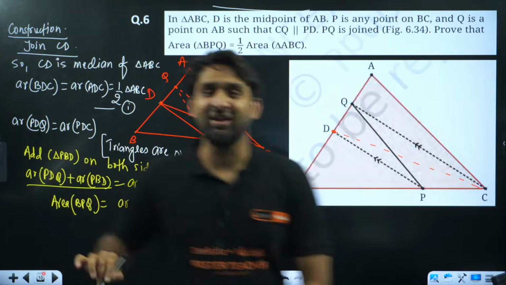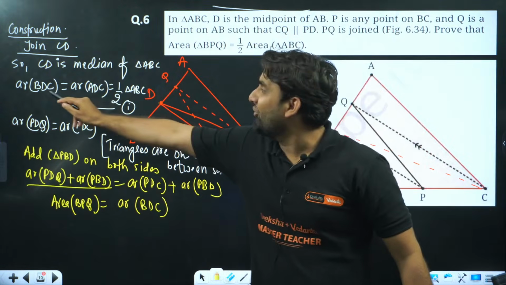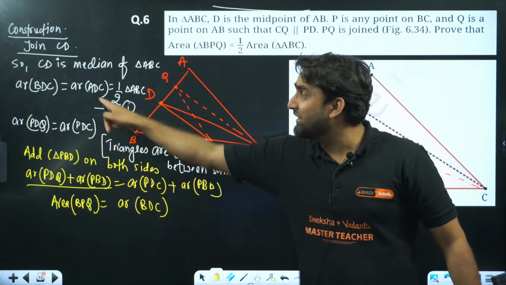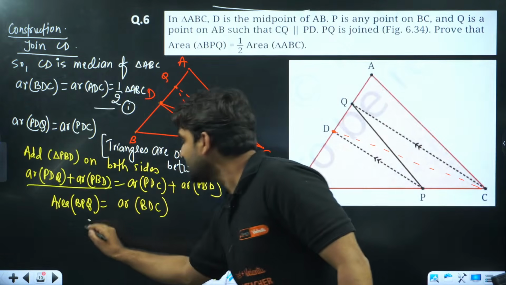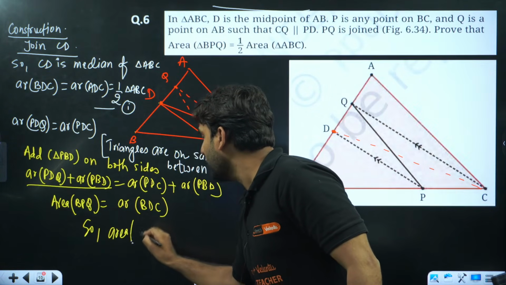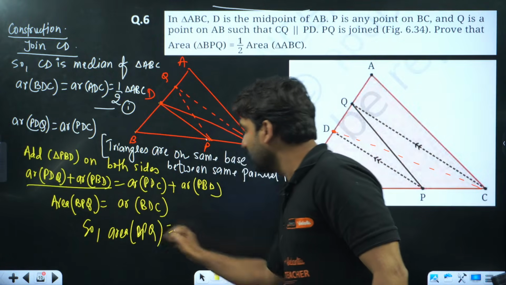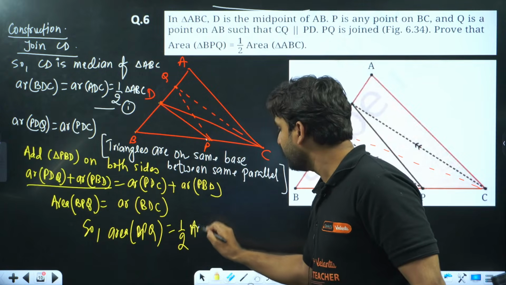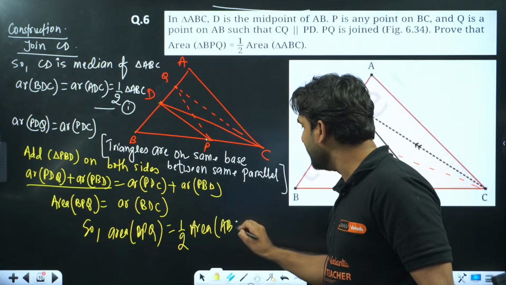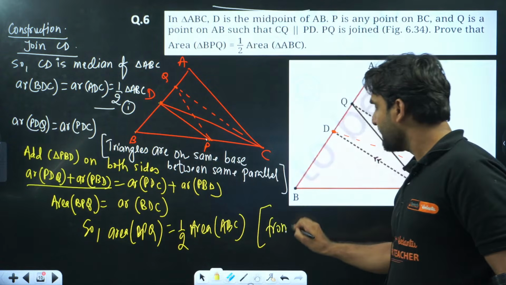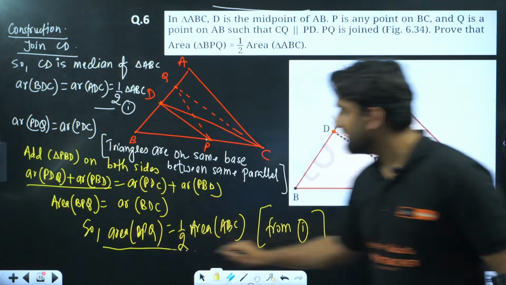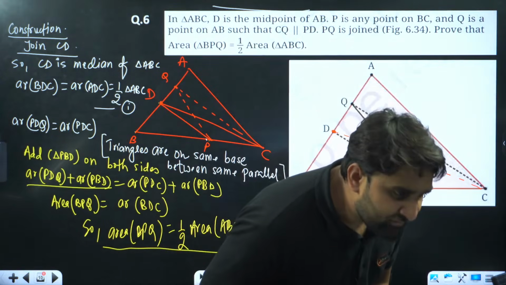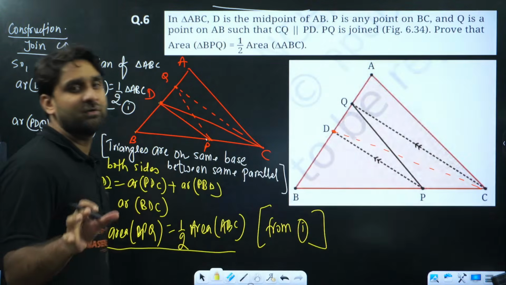And do you know, champion, what is in equation number 1? Area of BDC is equal to half of ABC. Wow. And here is BDC also. So we can replace BDC from here. So area of BPQ is equal to area of BDC, and BDC is equal to half of area ABC, and we can write from first, hence proved. This was what we have to prove. Wow, easy. Clear everyone? Is it clear to all?